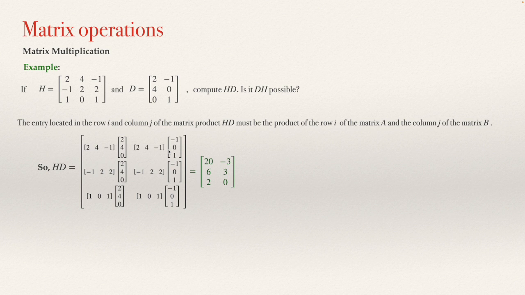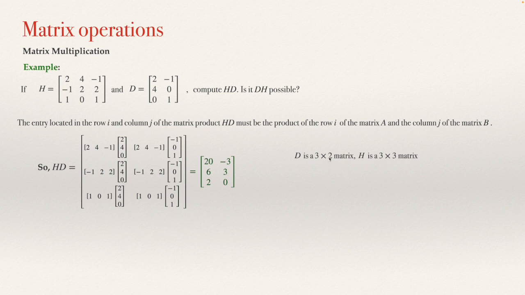Now, what I'm going to see is to answer the second question. Is DH possible? Let's analyze this. D is a 3 by 2 matrix. And H, if I want to make DH, the product DH, D will be the first and H will be the second matrix. So D is a 3 by 2 matrix and H is a 3 by 3 matrix.